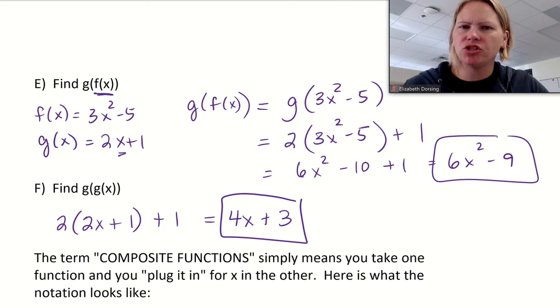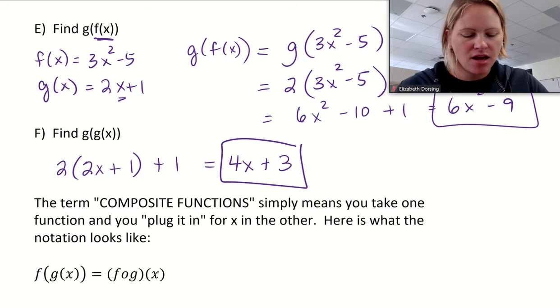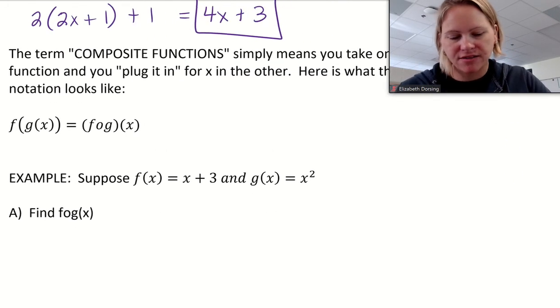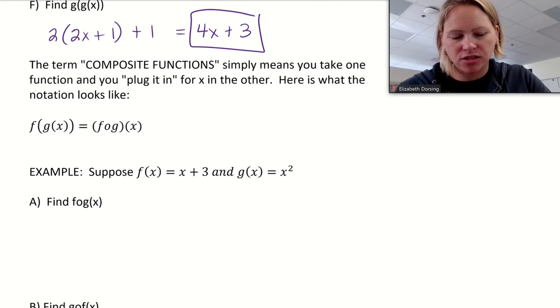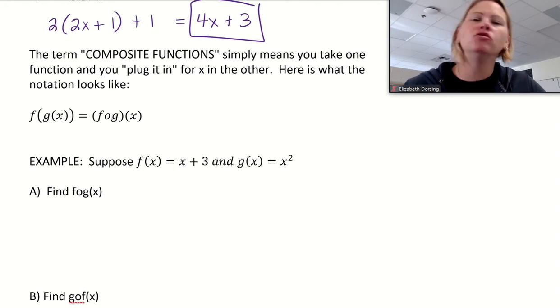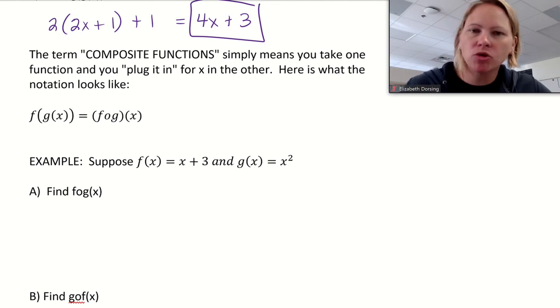And when you're doing f of g of x or g of f of x or something like that, the name for this, the technical term, is called composite functions. And a composite function simply means that you're going to take one function, g of x, and you plug it into another function, f of x. And we have some notation for this.